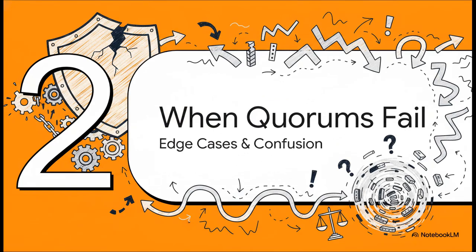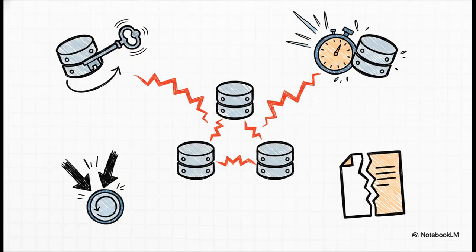Let's look at when quorums fail, edge cases, and confusion. Before we go ahead and declare this the perfect database architecture, we really need a massive reality check. In the messy real world of distributed systems, even perfect math can't guarantee flawless consistency in absolutely all scenarios. Quorums give us eventual consistency, and that phrase is deliberately a bit vague. Let's rapid fire through some specific edge cases where quorums actually break down.